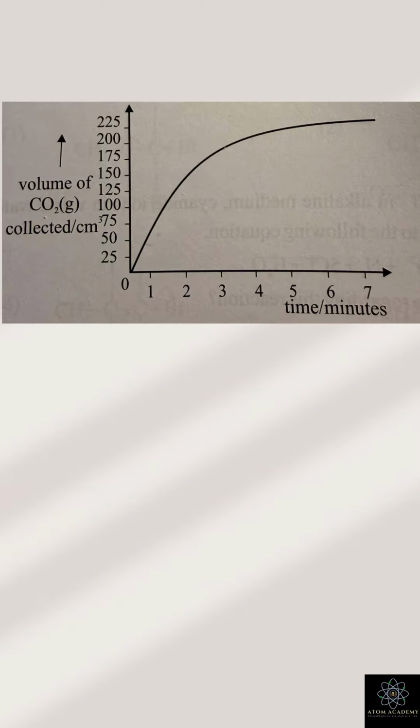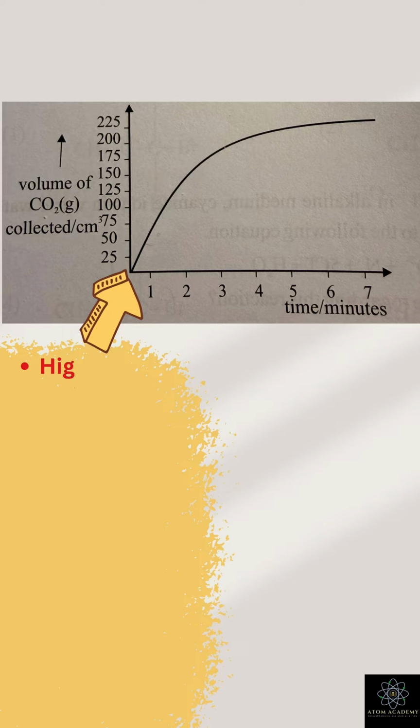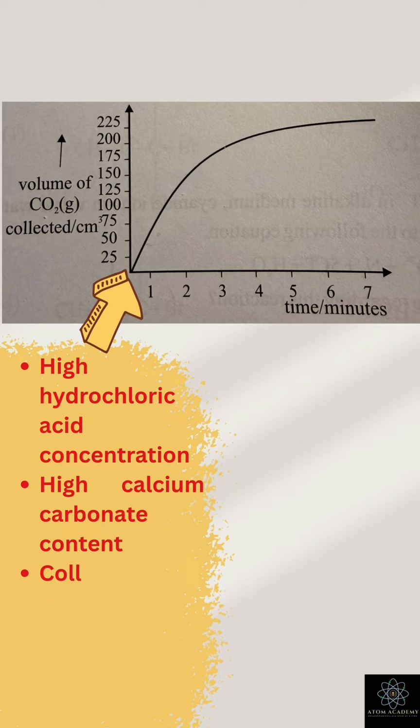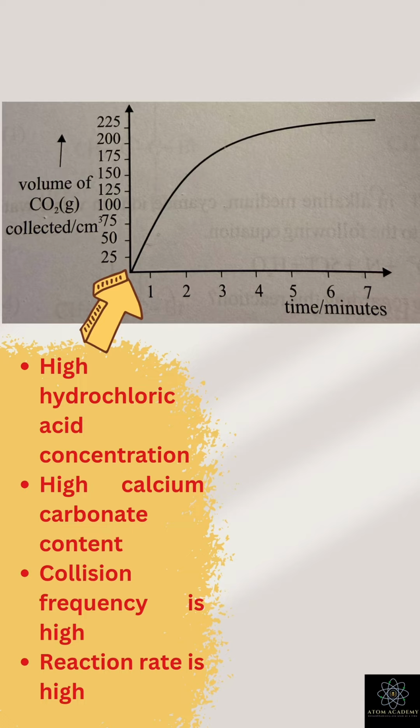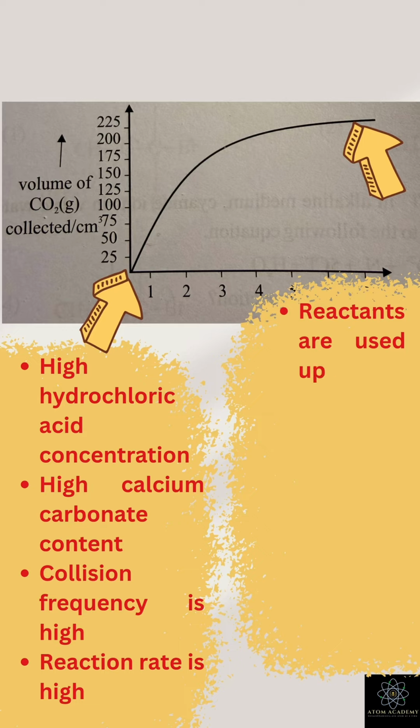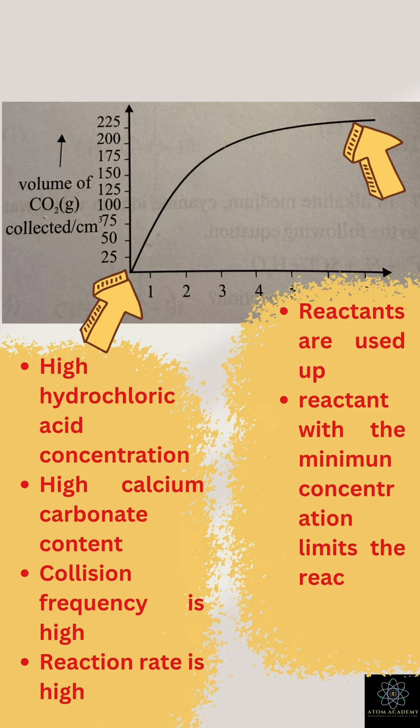Since we are here, let's briefly discuss why the rate decreases with time. At the start, there is plenty of hydrochloric acid. The calcium carbonate has a large surface area because it's powdered, so the collision frequency is high, leading to a higher reaction rate. As the reaction proceeds, hydrochloric acid is gradually used up, less calcium carbonate remains available, therefore the rate of carbon dioxide production naturally decreases with time.